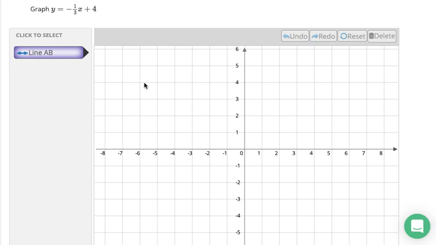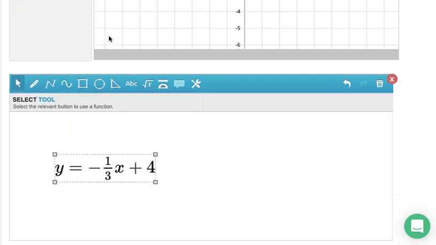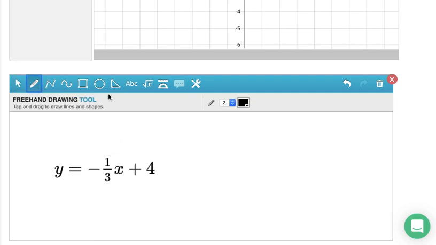In this question, I'm graphing the equation y equals negative 1/3 x plus 4. Okay, so let's take a look at my equation, negative 1/3 x plus 4. So, in this case, I have my slope, right? So let's start with the slope. It's right here. Okay, that's my slope. And it's negative 1/3 x.